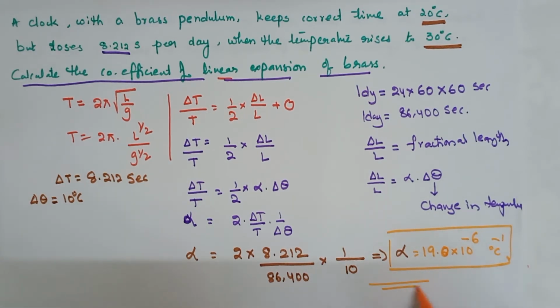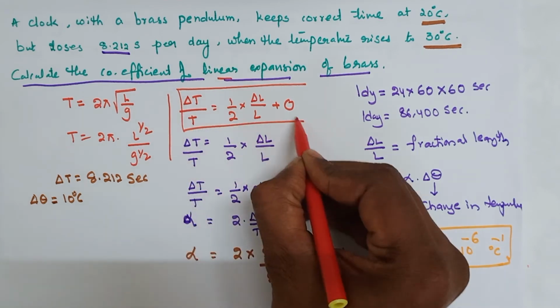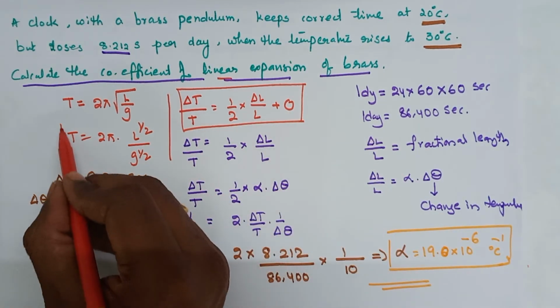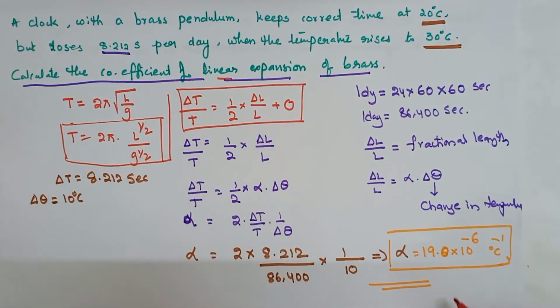So this is a simple analysis. You already learnt this concept, how this was achieved in the first semester, second chapter, errors concept: fractional change, relative error, delta t by t. We have calculated this.